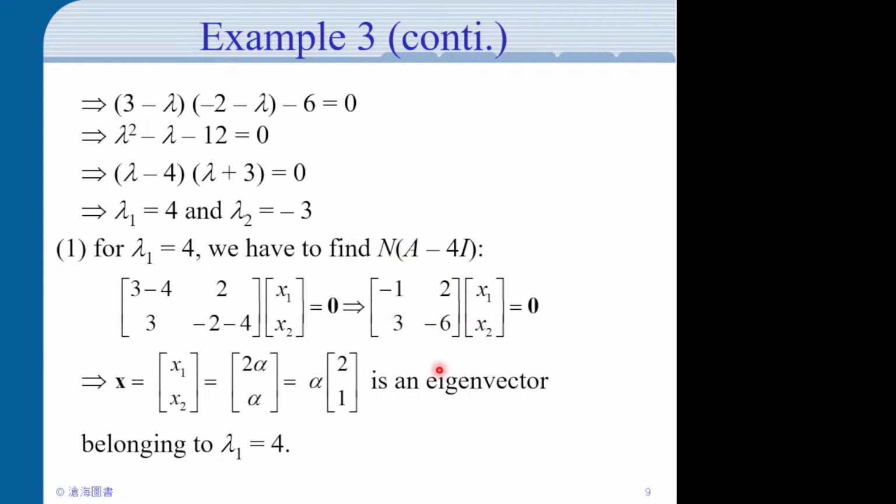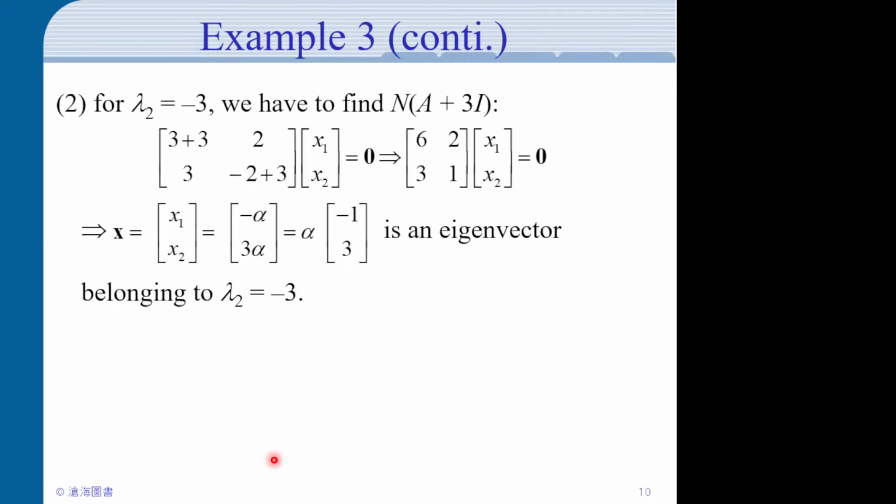We skip a little bit, so you can do Gaussian elimination and you see 0, 0 here. And so you get minus x1 plus 2 x2 equals 0. So we just have x1 equal to twice x2. So if x2 is some alpha, then x1 is 2 alpha, and alpha times (2, 1) is the eigenvector. You know this eigenvector is associated with eigenvalue lambda 1 equal to 4.